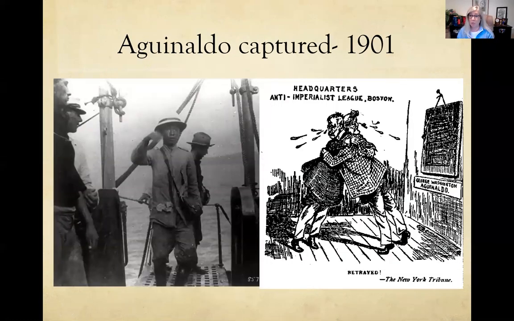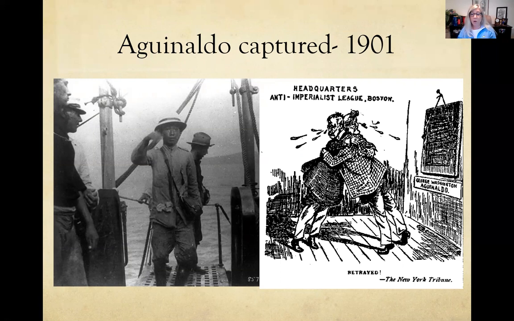By 1901, so remember, this starts in January of 1899. It will take until 1901 for the United States military to finally capture Emilio Aguinaldo. And as we've seen in many of these rebellions before throughout history, when you remove the leader, the rebellion tends to fall apart. And that's exactly what happens here.